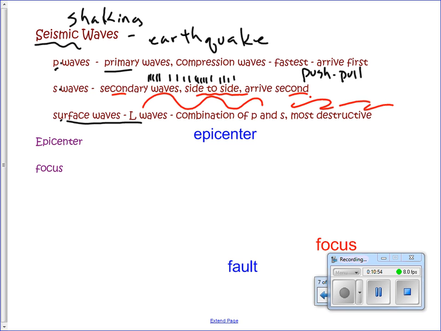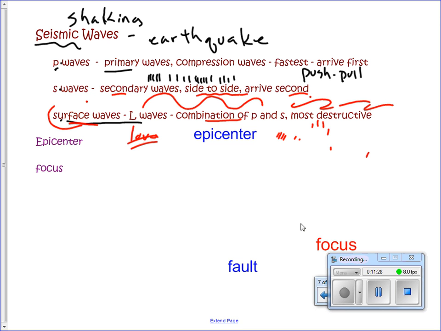And then you have the surface waves, which are called the L waves, obviously. They're actually called the Love waves because they're named after some dude. But you know what? We just call them the surface waves. The surface waves are a combination of the P wave and S wave motion. So at the same time it's pushing and pulling, it's also going up and down. And as you can imagine, these are the most destructive of earthquake waves because you've got motion happening in two different directions at the same time.